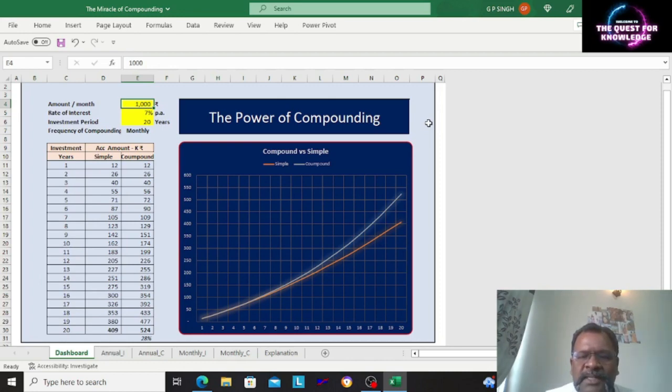So you will have to remain invested for a longer period of time, even if the amount is smaller, even if the amount is less, that's absolutely fine. But you will have to remain invested for a longer period, and longer the period, higher the benefit. Longer the period, higher the accumulated amount.